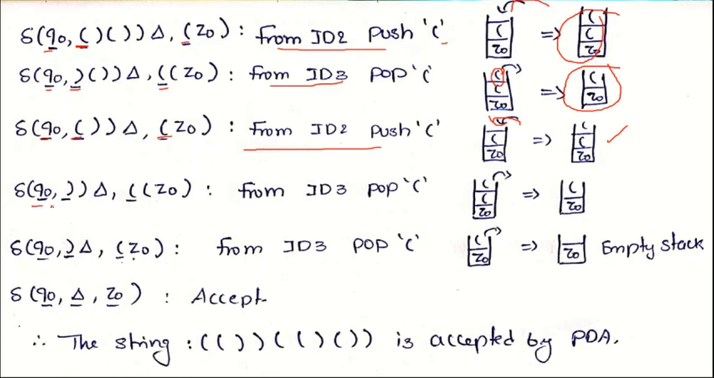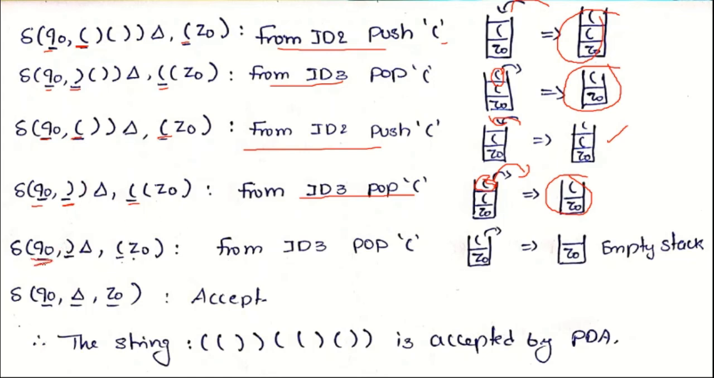Now the current state is Q0, the input symbol is closed parenthesis and the top of the stack is open parenthesis. Based on ID3 we perform the pop operation. That's why the top of the stack symbol, this open parenthesis, is popped from the stack. Then the remaining stack elements are open parenthesis and Z0. Then we go to the same state Q0.